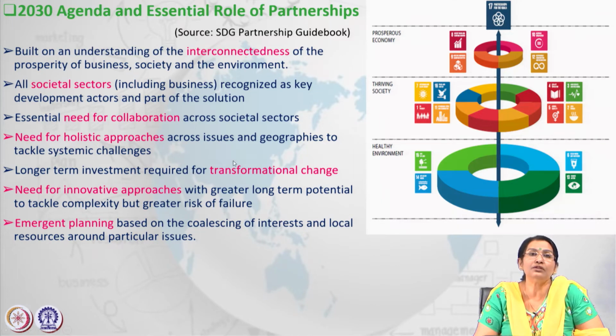So, the two primary domains are health and education. We need to invest a lot. So, health, education, and thereafter business. These are the primary areas where investment is required to bring the transformational change in the society. And of course, the need for the innovative approach.